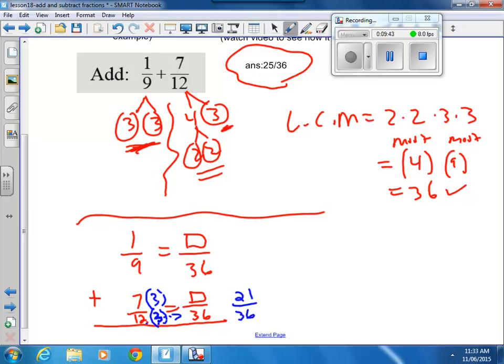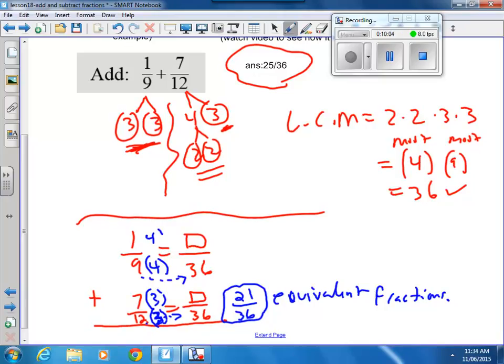So 7 out of 12 is equivalent to 21 out of 36. So that's what we mean by writing equivalent fractions. We did that in a legal way by multiplying the denominator and the numerator by some value. Try again. How does 9 become 36? Times by 4, right? So times the bottom by 4, times the top by 4.